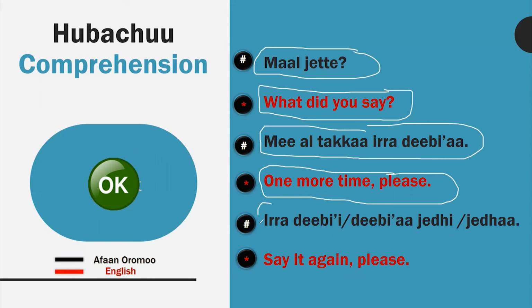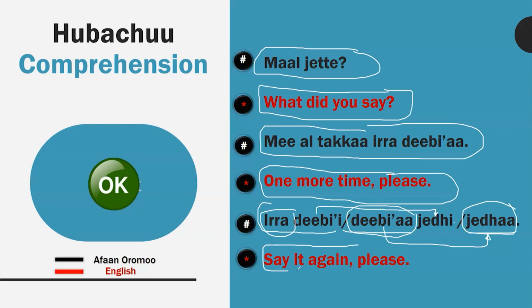Irradiabi or irradiabia. Irradiabi is for singular. Irradiabia is for plural, okay? For a number of people, a lot of people. We can say irradiabia jada. This one. When we use irradiabia, we'll continue to the next one. This one again, instead of irradiabi, it will finish it here. It will stop it here. Irra dibi jadi or irra dibia jedha, like this. Say it again, please. Say it again, please. They are the same meaning, okay?